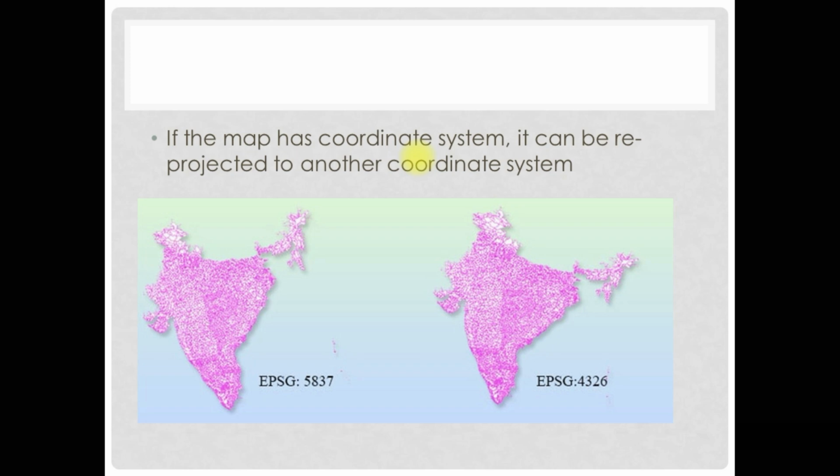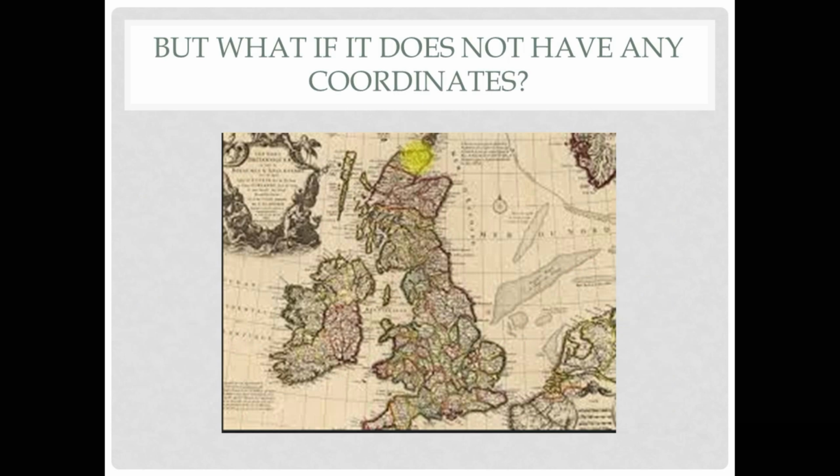the map of India, which is on the left side, which has the coordinates of EPSG 5837, which is reprojected to another coordinate system of EPSG 4326. But what if it doesn't have any coordinate system, like this old map of Great Britain and Ireland, which is drawn by hand several centuries ago, when people didn't have computers.